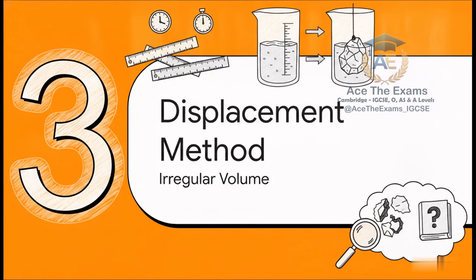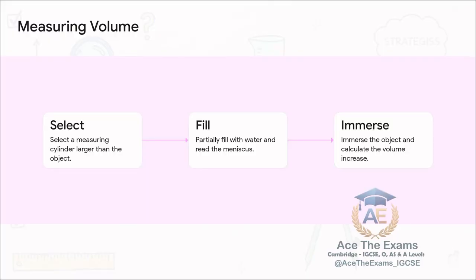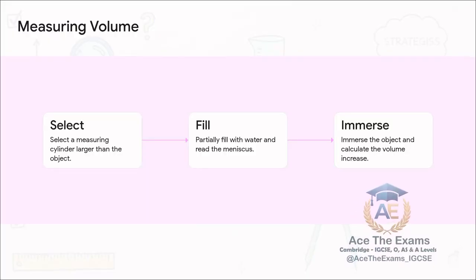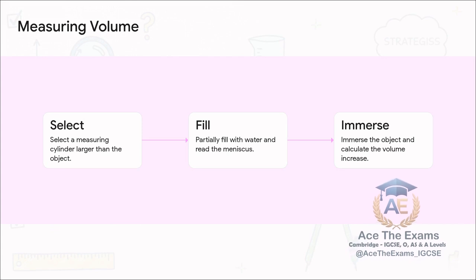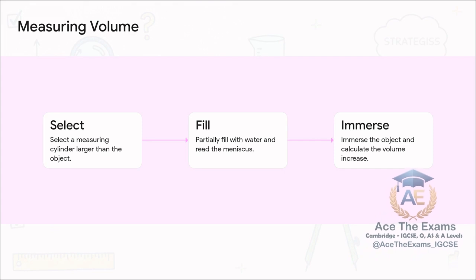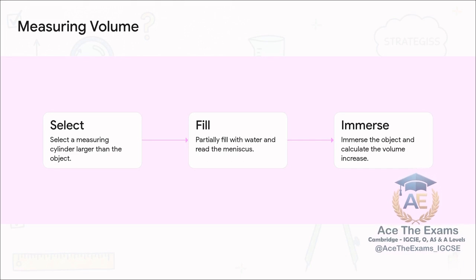All right, now let's step into 3 dimensions. Section 3, the displacement method for measuring irregular volume. Measuring the volume of a regular, perfect cube is easy, right? Just length times width times height. Simple math. But in actual physics, we rarely deal with perfectly regular objects. What happens when you need to find the volume of an irregularly shaped rock or a complex, jagged piece of metal? You obviously can't use a ruler.